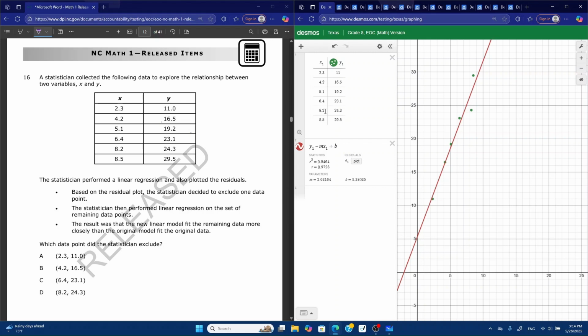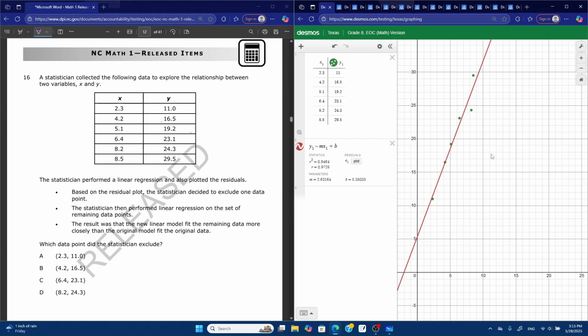So for this question, we're being asked on our knowledge of data sets, data points, and linear regression. If we go over here to our Desmos on the EOC math version, here I have the data set and our linear regression. Remember that if you want to do linear regression, you have to insert the formula y1 tilde mx1 plus b for this to work. So all the question is asking us is that if we were to remove one of these little green dots, which are our data points, which one could we remove so that the remaining data points could better align with this red line here, which is our linear regression.